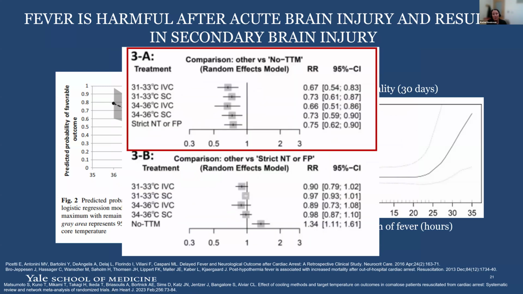In this systematic review and meta-analysis of 15 randomized controlled trials involving over 5,000 patients with cardiac arrest, you can see that any temperature control method, inclusive of strict normothermia or fever prevention, was superior to no temperature control. It is critical that when we talk about temperature control in a TTM2 trial, that we do not mistake normothermia or fever prevention for a reactive approach to fever, which is not considered temperature control and is known to be harmful.